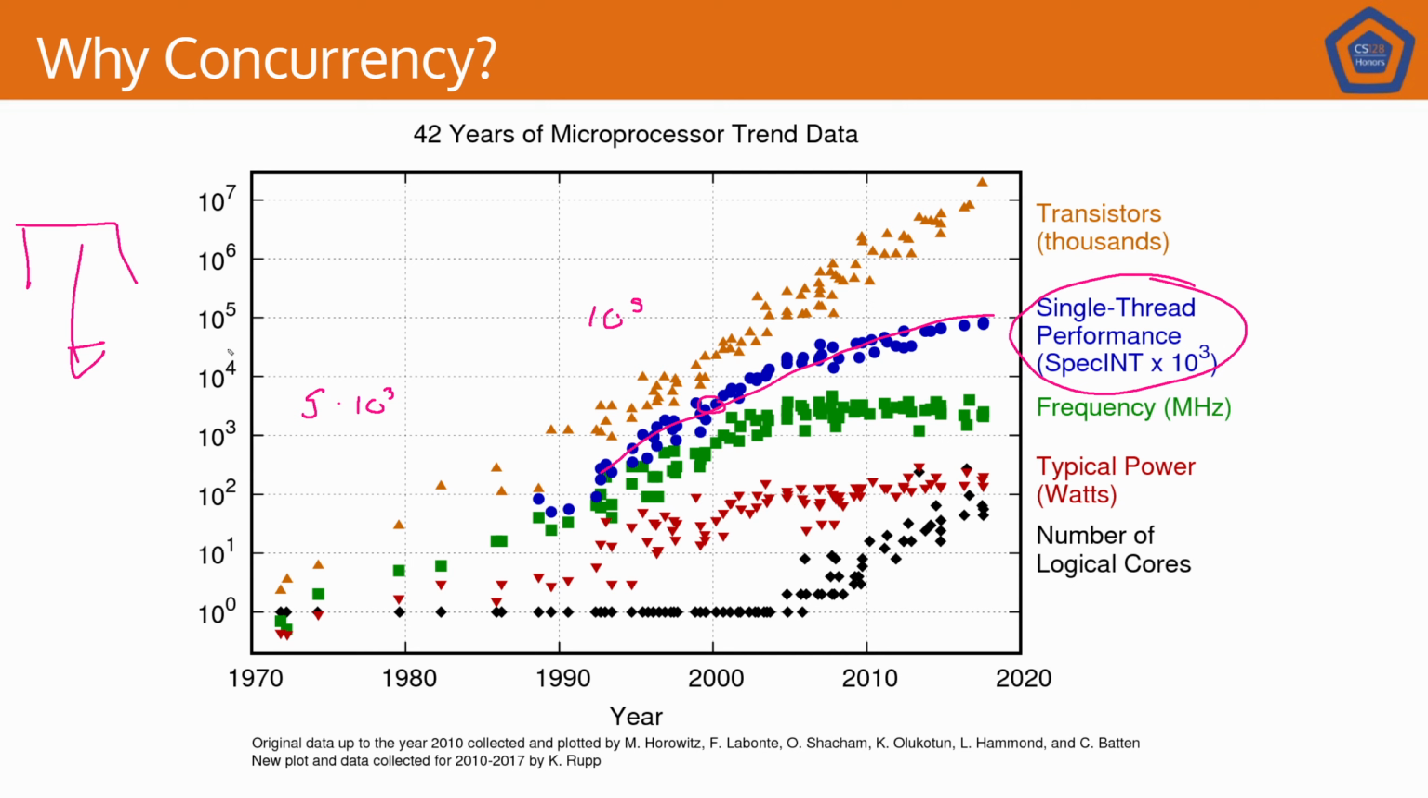We were able to make things 20 times better from 20 years ago. 20 years from now, single-threaded performance is not going to be 20 times greater. It might be 2 times greater, hopefully, right? Unless we have some major technological breakthrough.